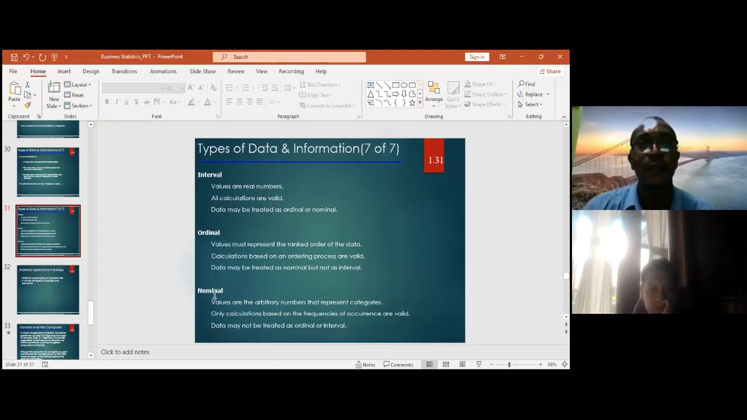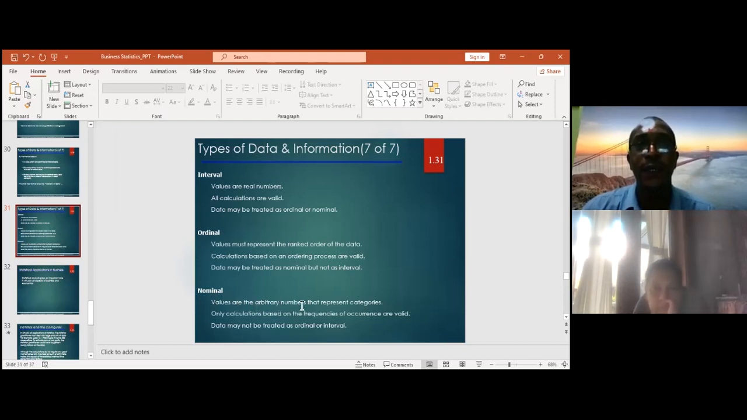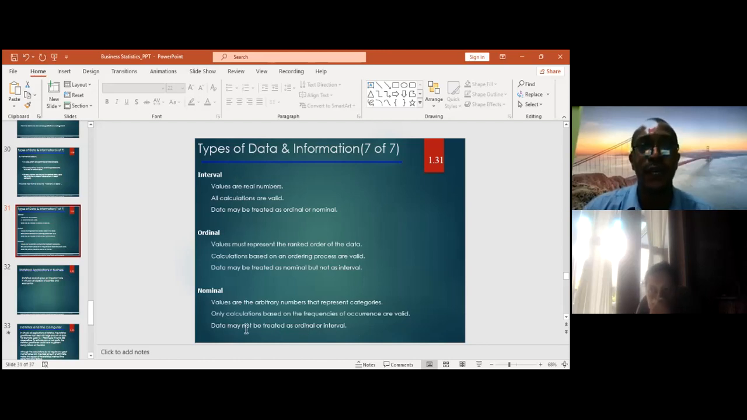Now the third one, nominal data. Values are arbitrary numbers that represent categories only. Only calculations based on frequencies of occurrence are valid, not division and multiplication. Data may not be treated as ordinal or interval. So you can see from these characteristics that with interval data, you can do many calculations.